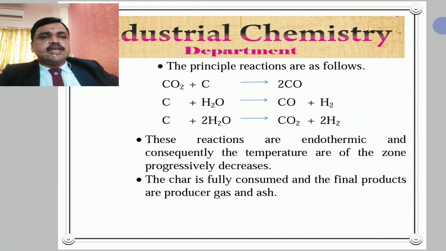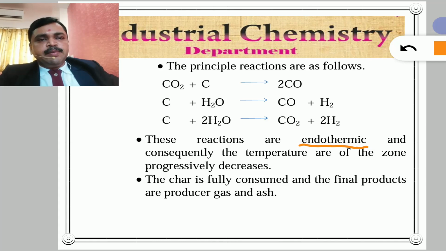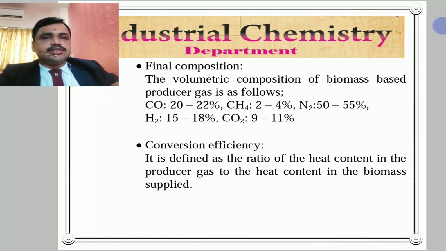These reactions are endothermic. Please note that these reactions are endothermic and consequently the temperature of the zone progressively decreases. It is also a very important point. The char is fully consumed and the final products are producer gas and ash.